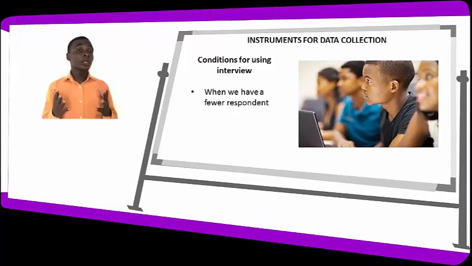Let's say you have 2 people as your respondents, or you have 1 person as your respondent. You can look the person in the eye and ask the question, so you could know if the person is trying to tell a lie, or if the person is trying to cheat. You can be able to understand, so you don't get false information when you are interviewing. So that is why you use it for fewer respondents.